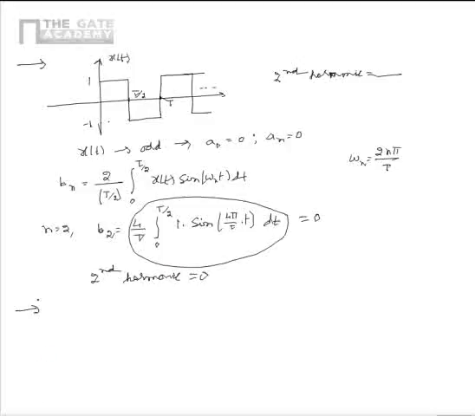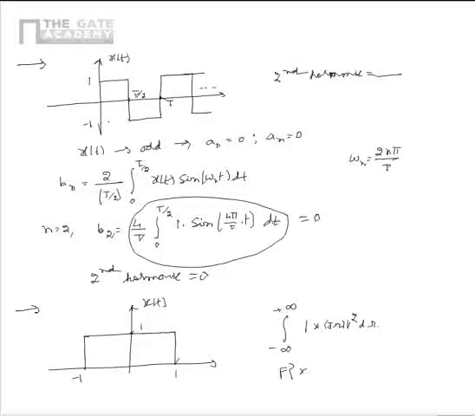Now let us consider another problem, as per which there is a continuous time non-periodic signal given, which is x of t as shown in the figure. X of t takes a value of 1 in the range of minus 1 to plus 1. We need to find the value of integral minus infinity to plus infinity mod of X of j omega whole square d omega, where the Fourier transform of x of t is written as X of j omega.